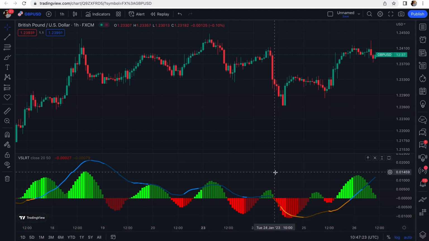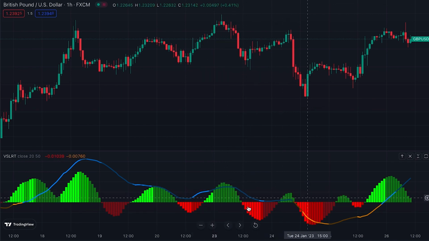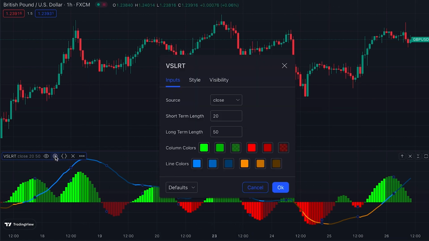a reversal may happen. As you can see in this indicator, we have two parts. One part is the histogram, which is moving above and below the zero line, and the other part is this line that is also oscillating above and below the zero line. This indicator calculates trends for two periods. One is short term with length of 20, which is represented by this histogram, and the other is long term with length of 50, and it's represented by the help of this line.